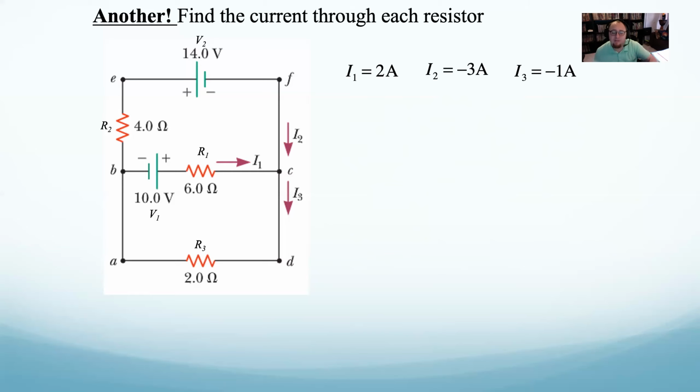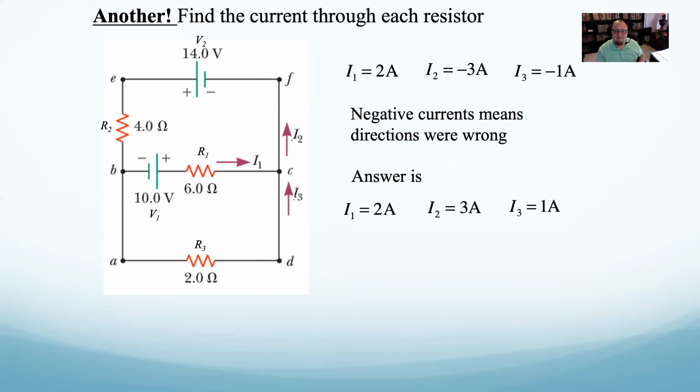However, I got some negatives. All those negatives mean is my directions are wrong. And I say, okay, I2, direction was wrong. I3, direction was wrong. Told you, it's an arbitrary guess.